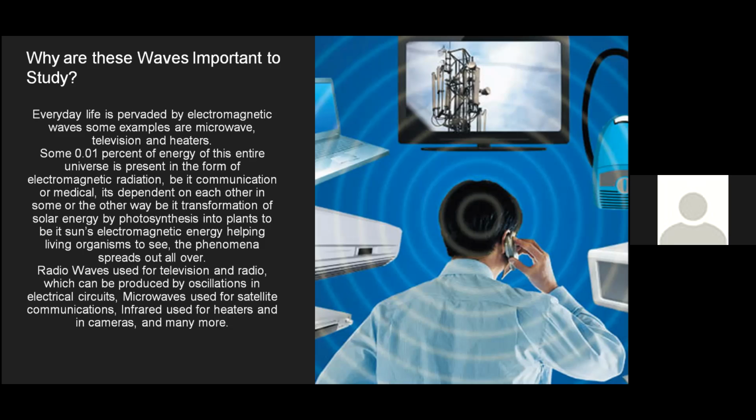electromagnetic energy helping living organisms to see, a phenomenon that spreads all over. Radio waves are used for television and radio, and can be produced by oscillation in electrical circuits. Microwaves are used for satellite communication, infrared for heaters and in cameras, and many more. Moving to the next slide.